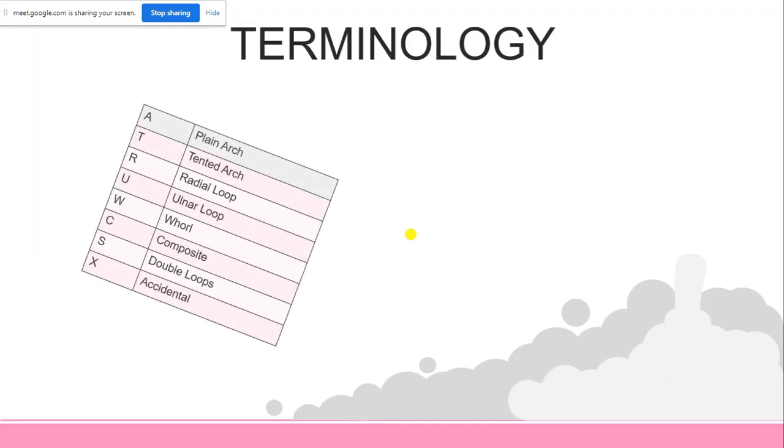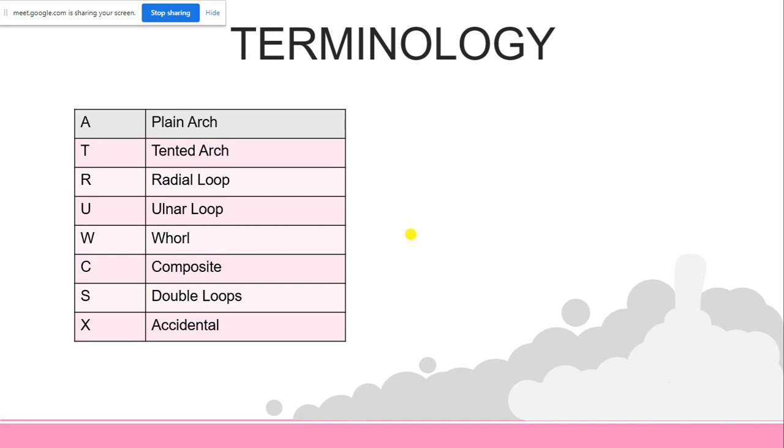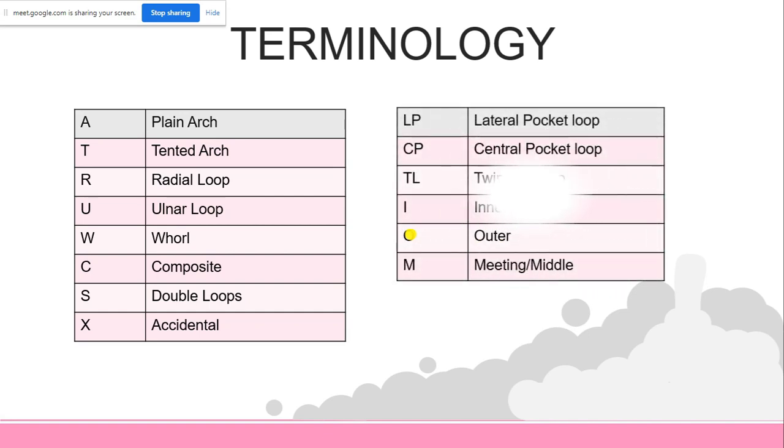After primary classification, we have secondary classification, and to study secondary classification and sub-secondary classification, we need to know the alphabetical annotations that we are giving to each of the patterns that are there. So for a plain arch, we use capital A. For a tented arch, we use a capital T. For a radial loop, we use R. For ulnar, we use U. Plain whorl has W, composites have C, double loops have S, and X is assigned to accidental loops.